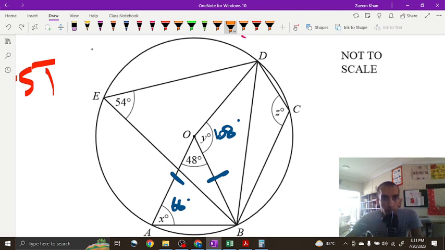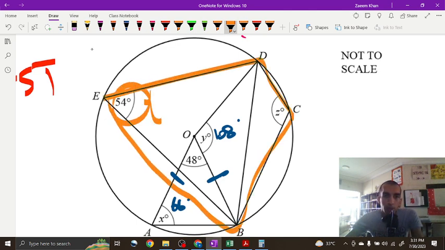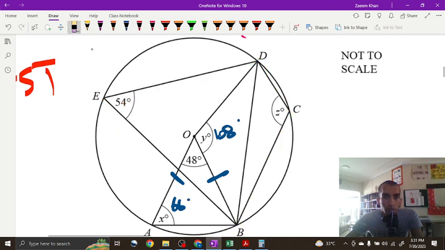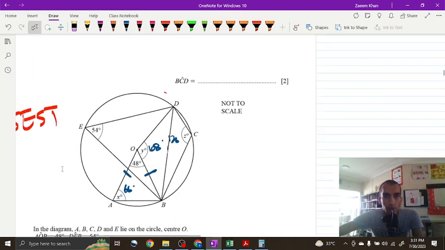E and C. Perfect. 1, 2, 3, 4. This is angle A, this is angle B, basically two opposite angles. Z plus 54 is equal to 180. How much is Z going to be? 126. 126. You're getting a good hang of it now.